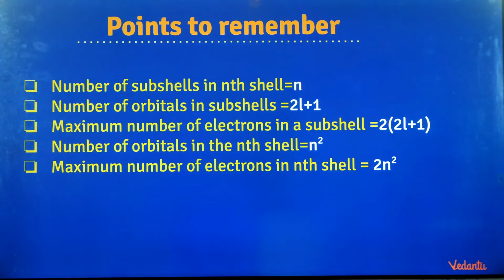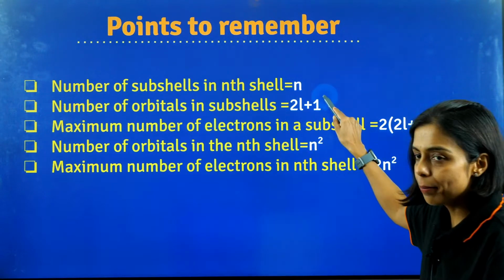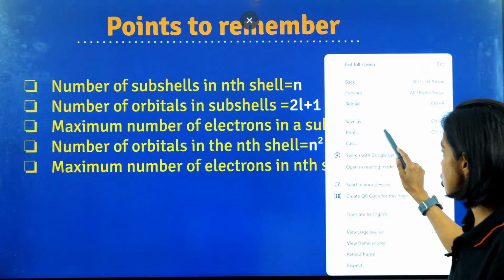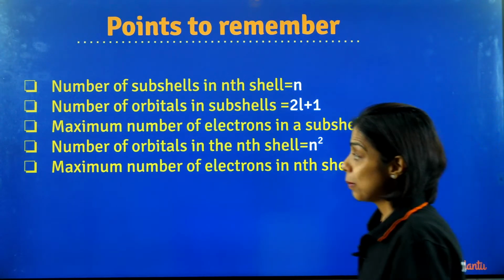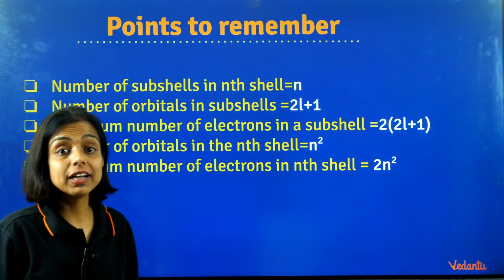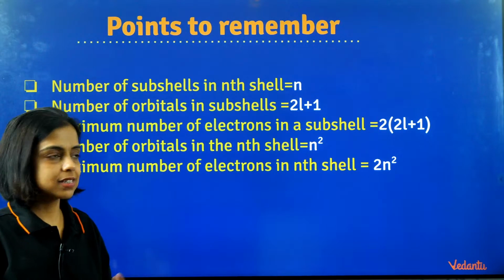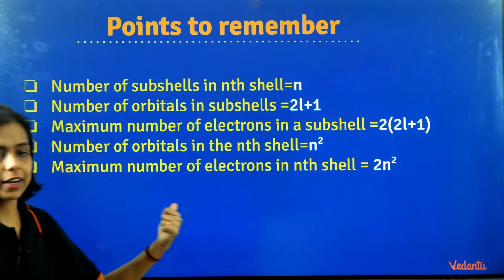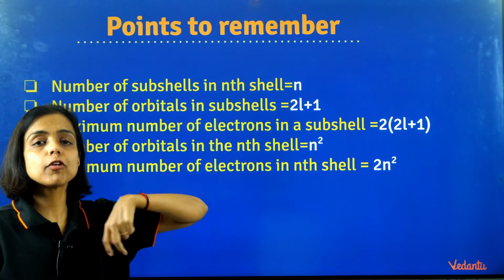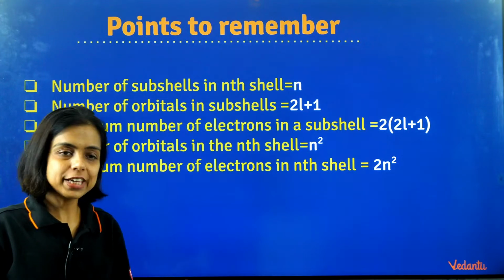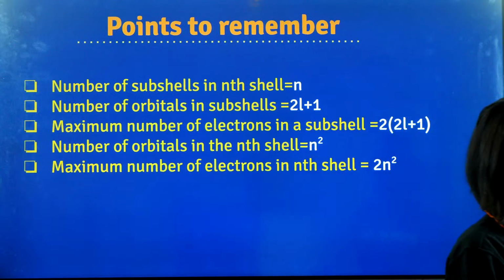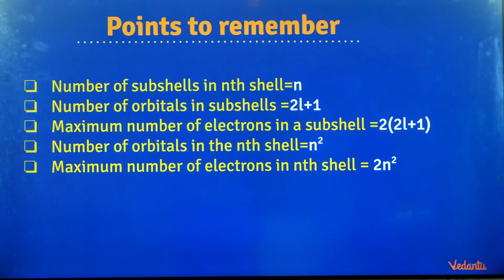So the maximum number of electrons that you can fill in a subshell: each orbital has 2 electrons. That means how many electrons can you fill in a subshell? That is twice of (2l plus 1). The maximum number of orbitals in any shell is n square, where n is the shell number, right? And the maximum number of electrons is 2n square, since each orbital can have 2 electrons. Got it, guys? So basic terms, basic formulas, but very useful.